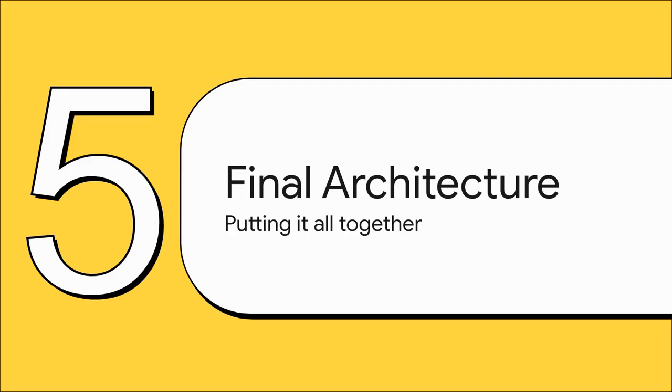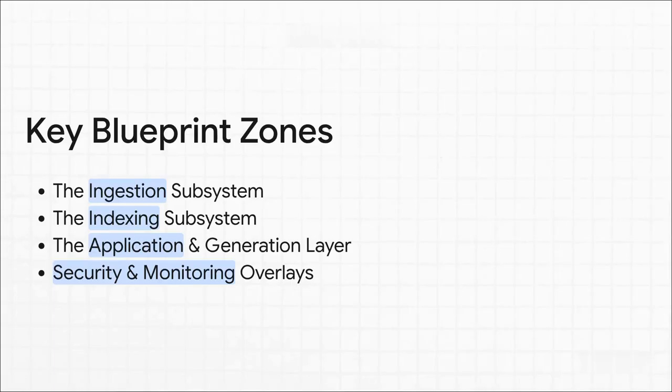So, after we've thought through all those production requirements, security, performance, reliability, what does the final blueprint actually look like? Let's combine everything we've talked about into our complete, production-ready reference architecture. Now, before I show you the full diagram, it really helps to think about it in 4 distinct zones. First, you've got the ingestion subsystem, which is where all our data comes in. Then there's the indexing subsystem, where all the processing happens. You've got the application layer, which is what the users actually interact with. And then, wrapped around everything, you have the security and monitoring overlays.